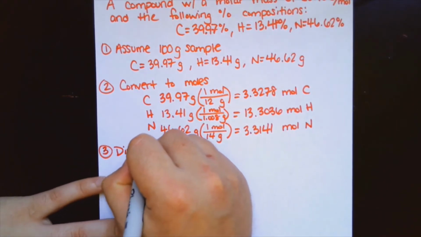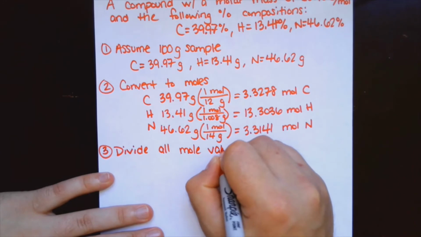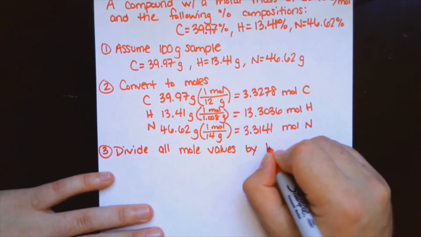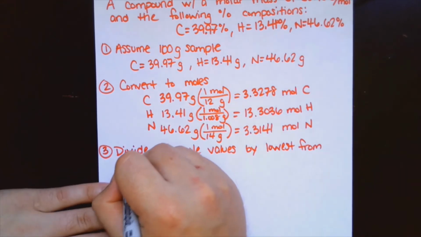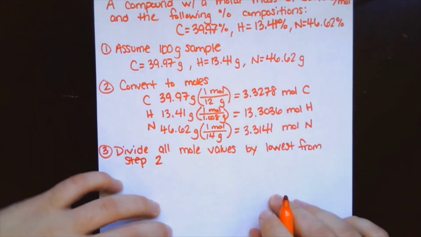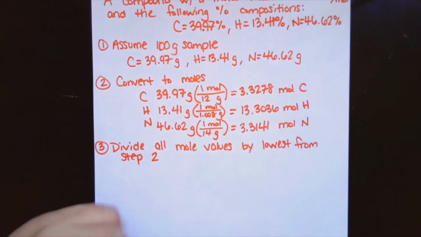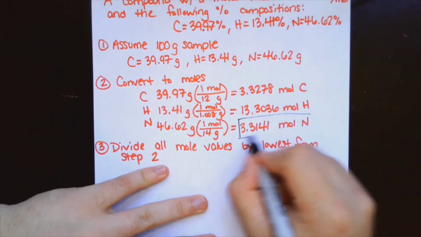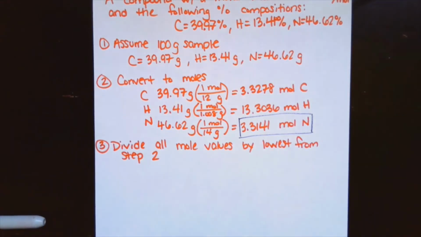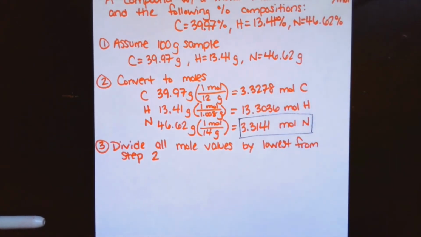Divide all mole values by the lowest from step 2. So what does that mean? Well, we have to look at all of the mole values that you just calculated and figure out which one of these is the lowest. As you can see, in this case, that is the moles of nitrogen. That's the lowest of these 3 values. And so now that means we have to divide each one of these by the moles of nitrogen.